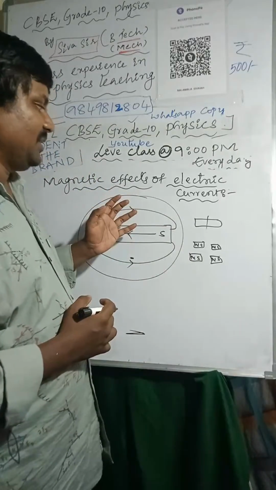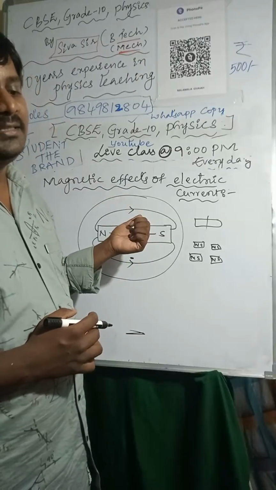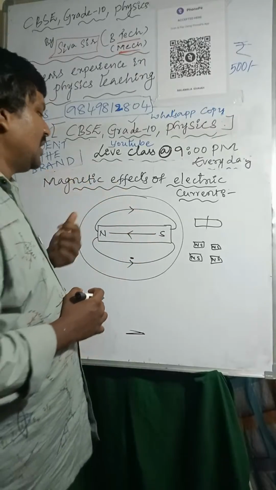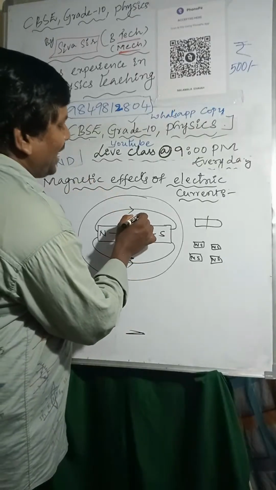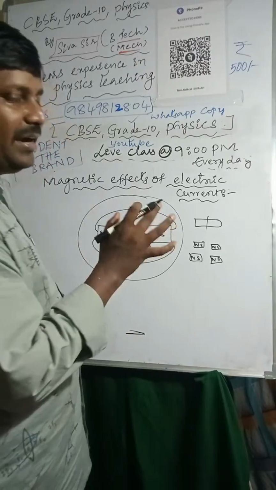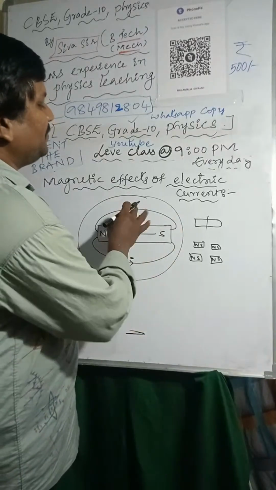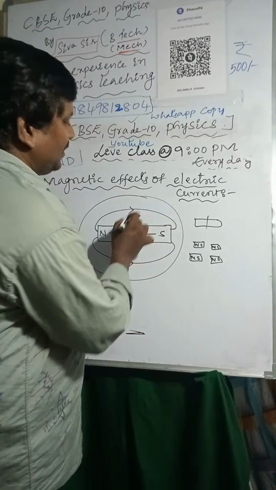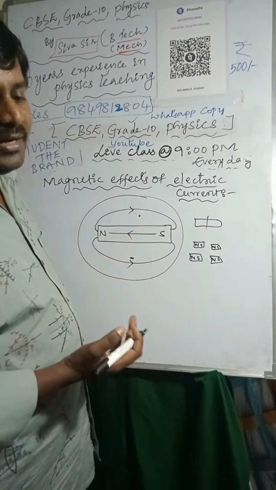There is a 3 marks question about magnetic field lines. If I want to know the direction of the magnetic field at this point, how can I identify it? Can anyone tell?